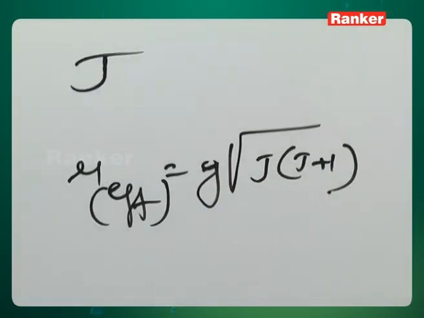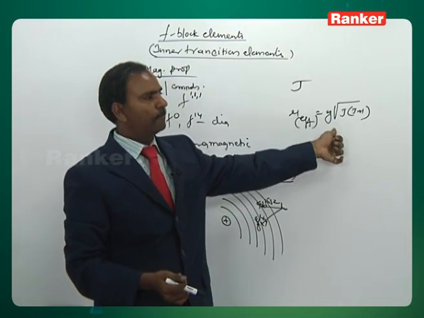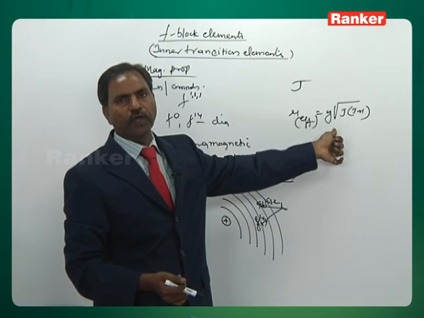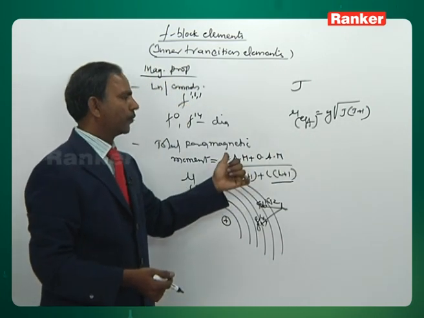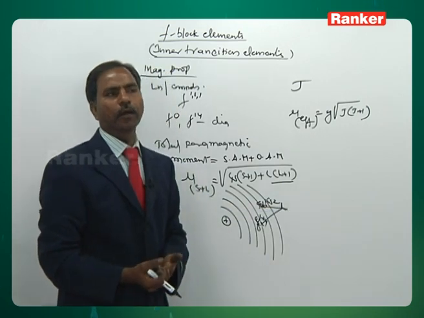J into J plus 1. This g is already given in the d block elements also. The g stands for the gyromagnetic ratio, and its value is 2. And J stands for the resultant of both the spin angular moment and the orbital angular moment.